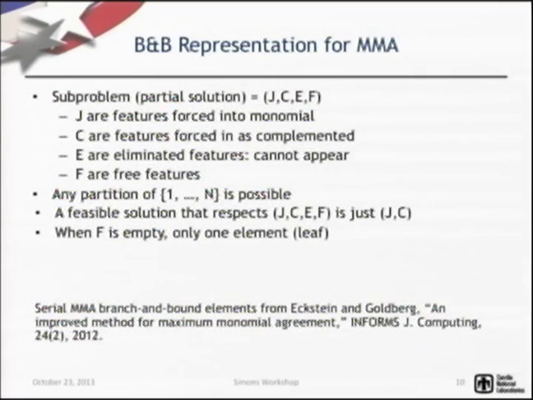So now we're going to talk about customizing branch and bound to this particular maximum monomial agreement problem. And we found this was a particularly interesting problem because the serial code had already been done by Jonathan and his student, Noam Goldberg. So first you need to find a representation, and the representation is really easy. You just partition the set of features into four classes. The ones that have to be 1, that's J. The ones that have to be 0, that's C.